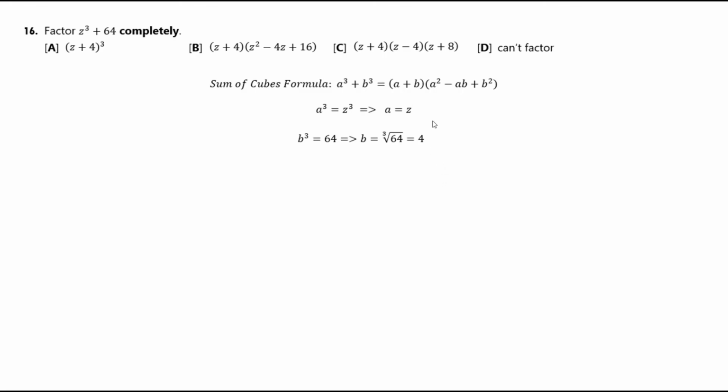Now that we know what those are, we can go ahead and plug those in. So a is now z, b is 4, so we got z plus 4. A squared is now z squared, and then we have a times b, which is 4 times z, and we have b squared, which is 4 squared. So that means 4 squared is 16, and that is our final answer. So you just got to know the formula in order to plug it in.